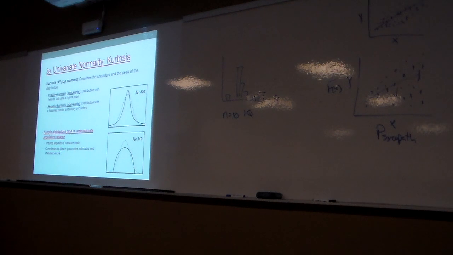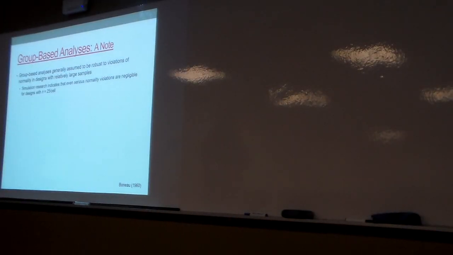Okay. And so again, in smaller samples this can start to contribute to parameter biases, standard errors, and things like that, right? If I've underestimated my population variance, what's that going to do to my standard error? What do you think, John? It'll underestimate. Questions on anything up to this point?